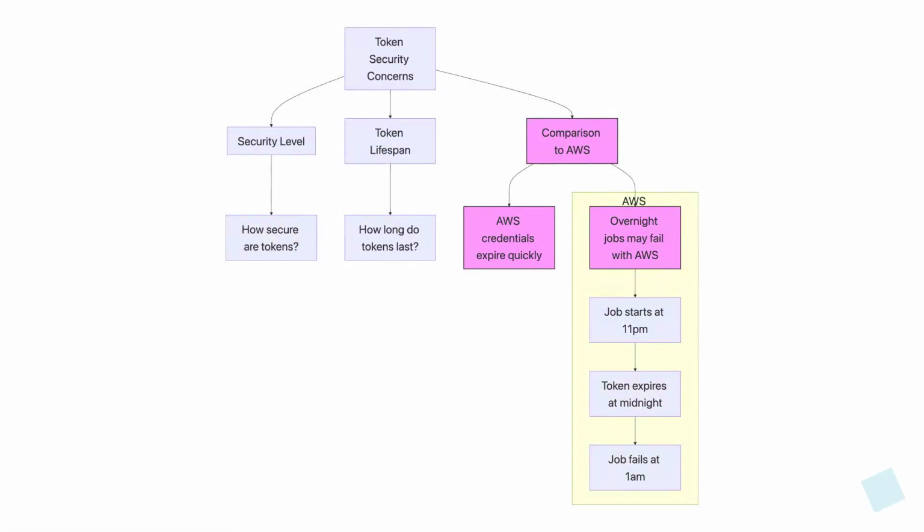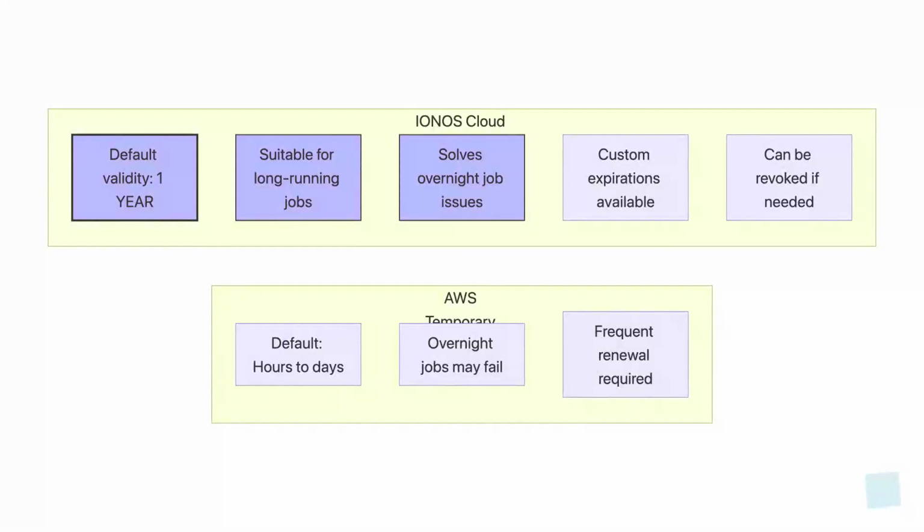But wait, are these tokens secure? And how long do they last? Coming from AWS, I noticed their temporary credentials expire pretty quickly, which sometimes causes our overnight jobs to fail. That could be problematic if we're running long infrastructure provisioning tasks. That's a pain point I've heard from many AWS users.